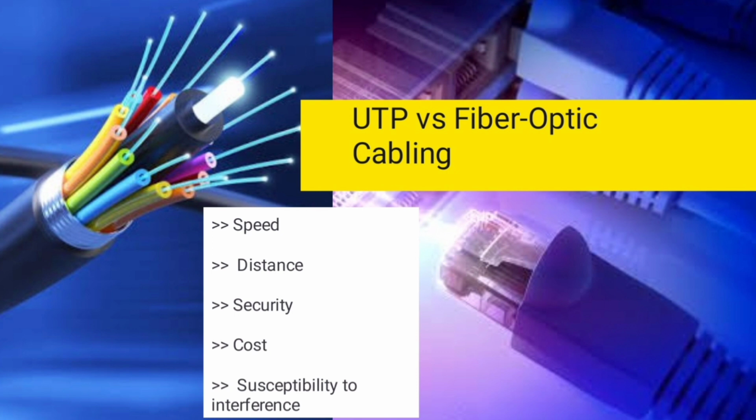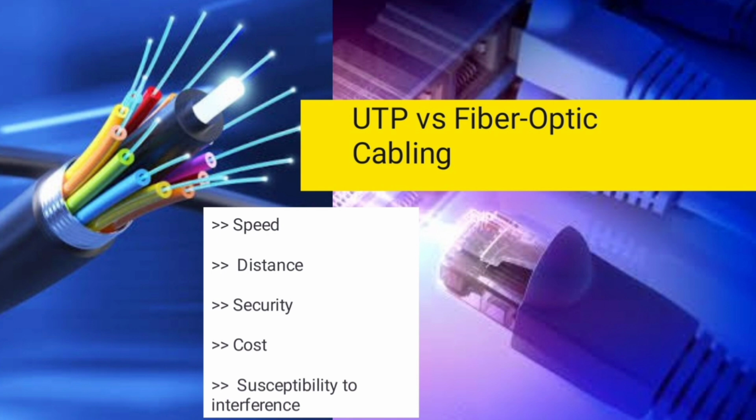Distance. Fiber-optic cabling can transmit data over much longer distances than UTP cabling without experiencing signal degradation. UTP cabling is typically limited to distances of up to 100 meters, while fiber-optic cabling can support distances of several kilometers or more. Security. Fiber-optic cabling is more secure than UTP cabling because it is more difficult to tap or intercept. UTP cabling can be more easily intercepted using specialized equipment, while fiber-optic cabling requires more specialized equipment and knowledge to tap.